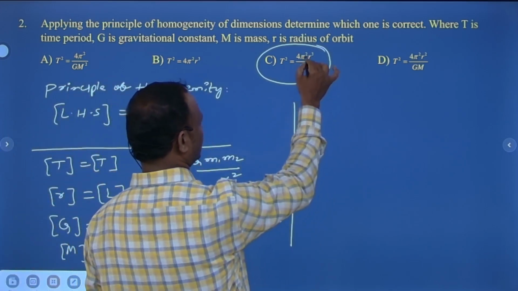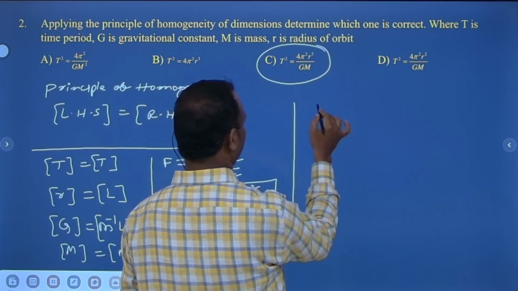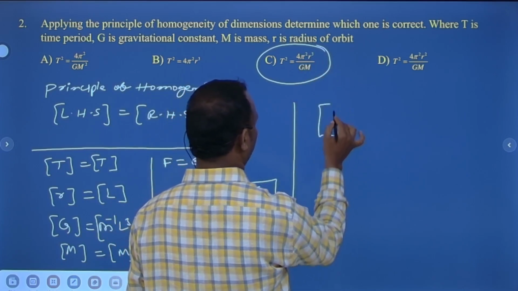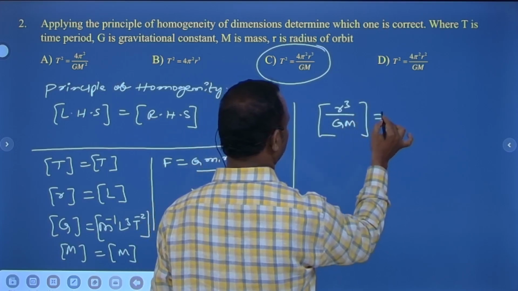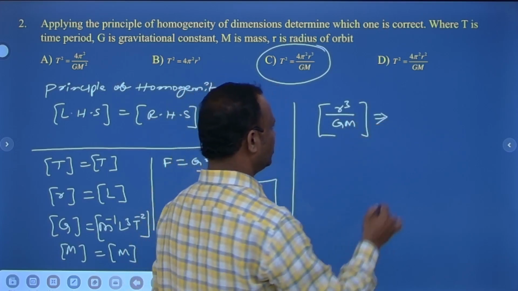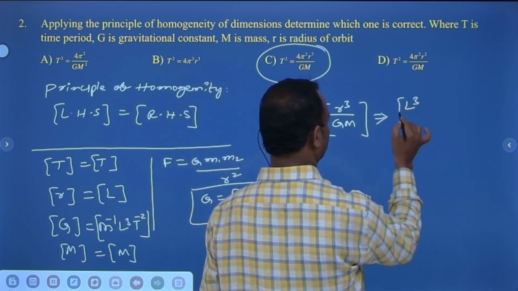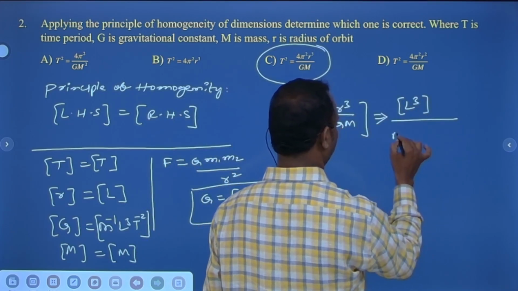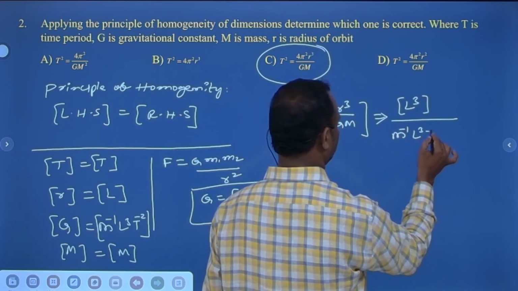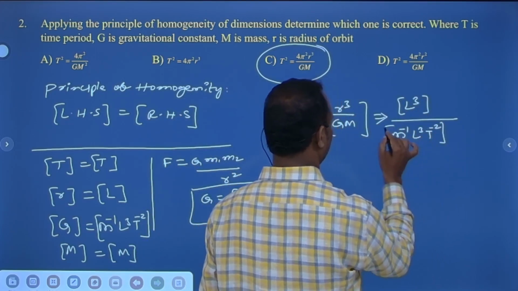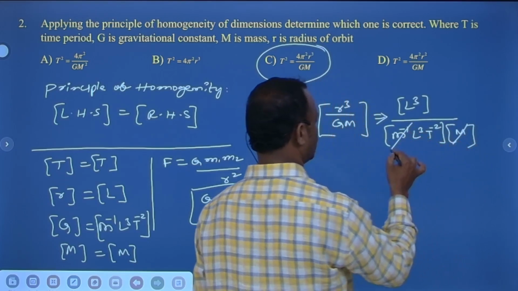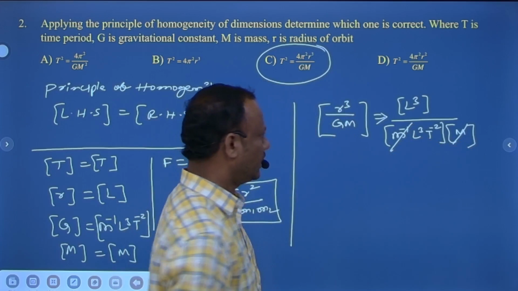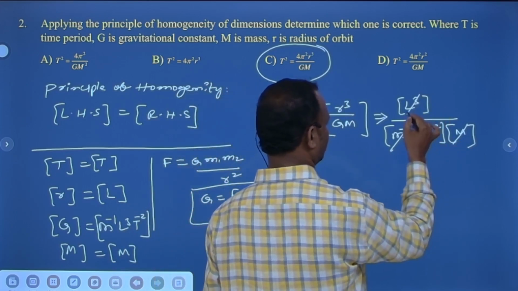So first I am checking the dimensional formula of R cube by GM. R cube, what is this? L cube by G, which is M minus 1 L cube T minus 2. And M is capital letter M. These two will cancel. So L cube and L cube cancel.